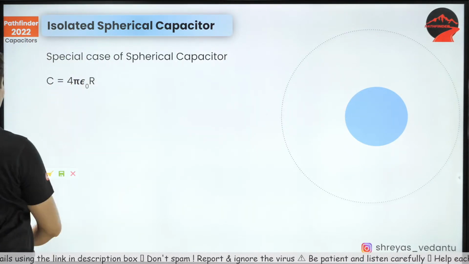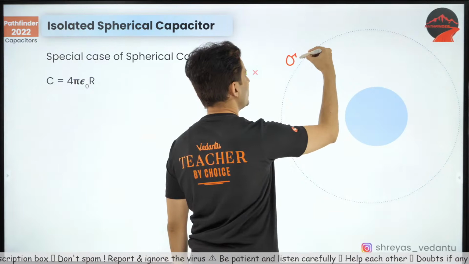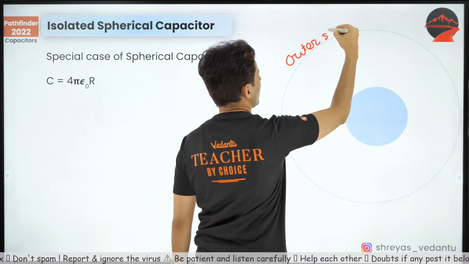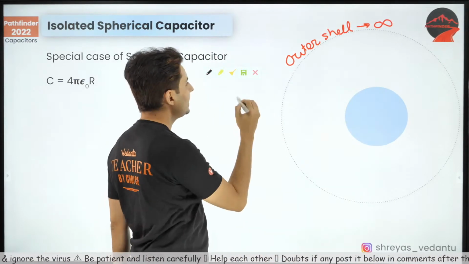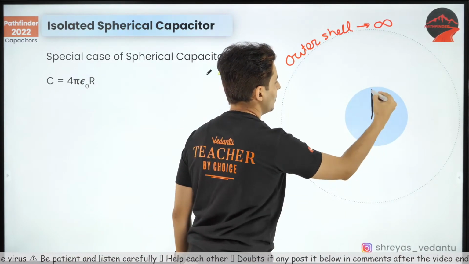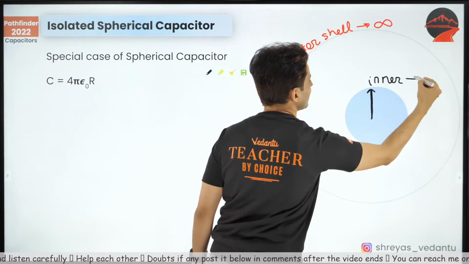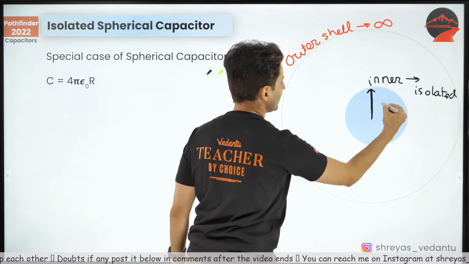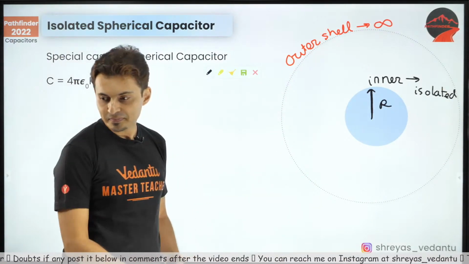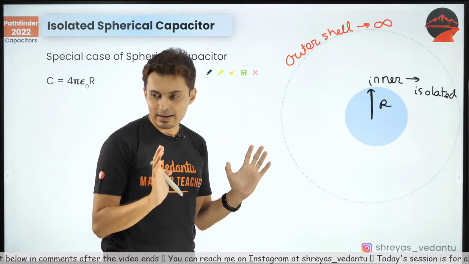That's nothing but our isolated spherical capacitor. So the outer shell is at infinity, only the inner shell is there. Only that inner sphere is there, which is now called the isolated spherical capacitor. Let's say the radius is R.